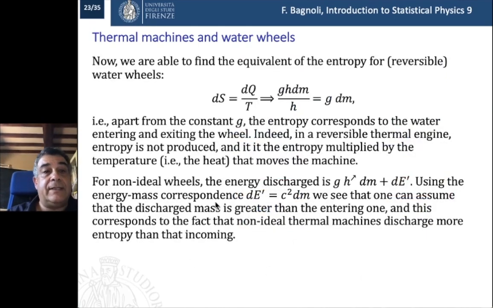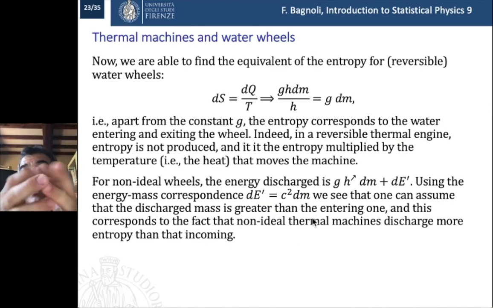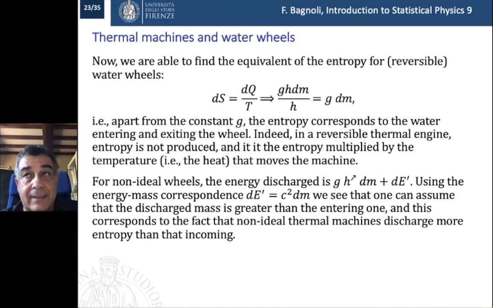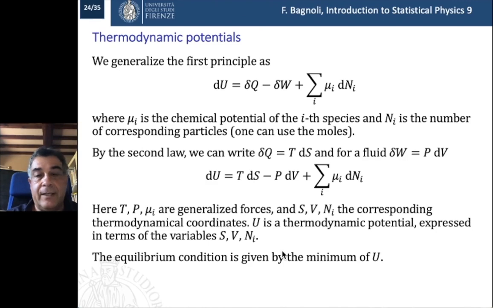And for non-ideal water wheels, I discharge more energy than what is entering. So I discharge the same amount of mass and some energy which has not been used. But now I can use the Einstein mass-energy relationship, and so essentially I can see that I am discharging more mass than what has entered. And the same occurs for thermal engine. In thermal engine, normally I discharge the same amount of entropy that entered, but in non-reversible engine, I discharge more, so I convert energy into entropy, and so I discharge more entropy than what entered into the machine.